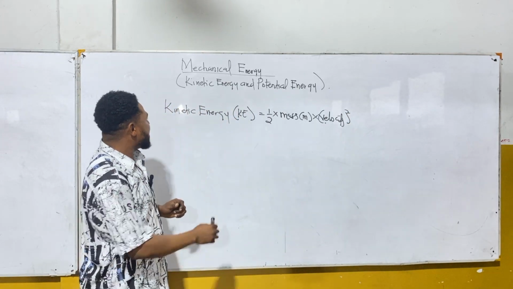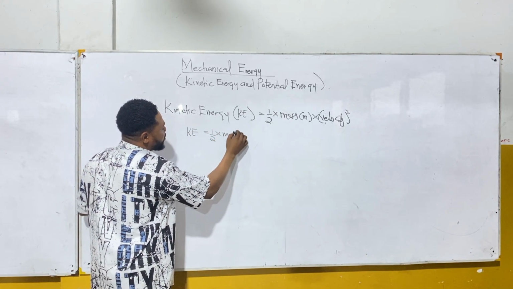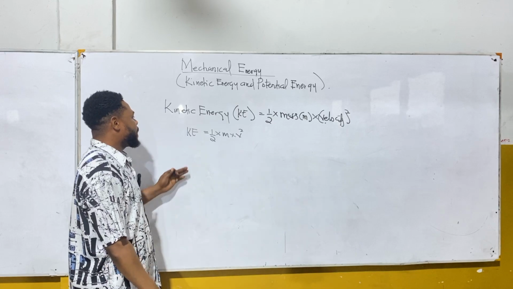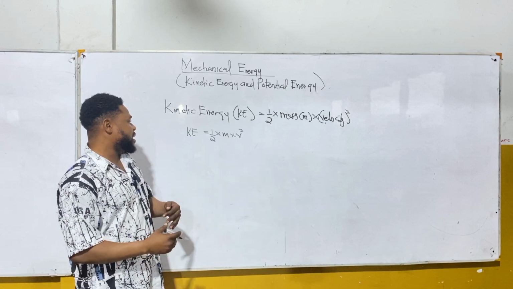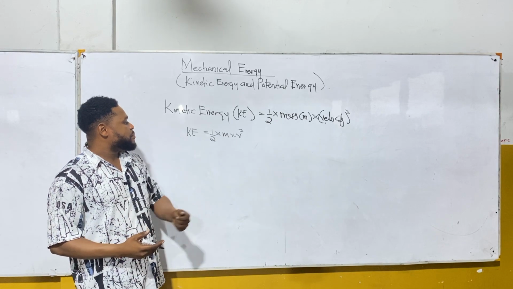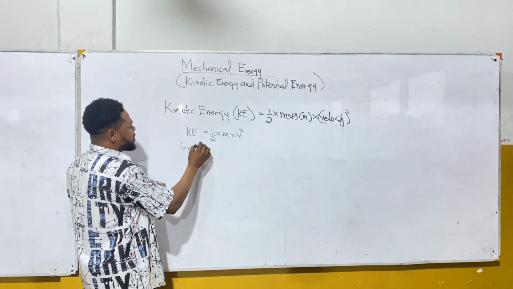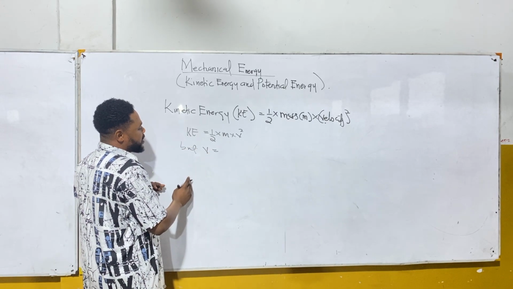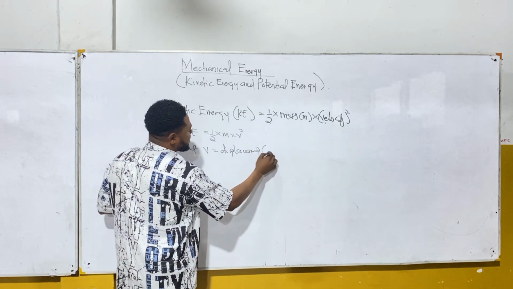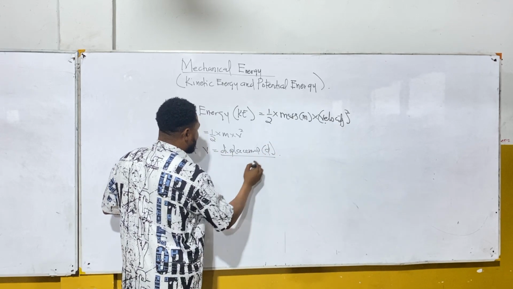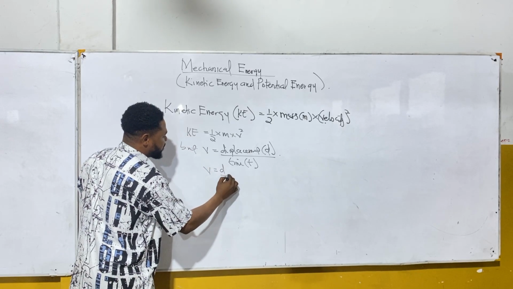So if we have been asked to calculate kinetic energy, we need to know the mass of the body. We also need to know the velocity of the body. Then we multiply them, and that will give us kinetic energy. There are some instances where the mass of the body will be given, but velocity will not be given in the question. So we can say that velocity of the body is equal to displacement, d, over the time, t.